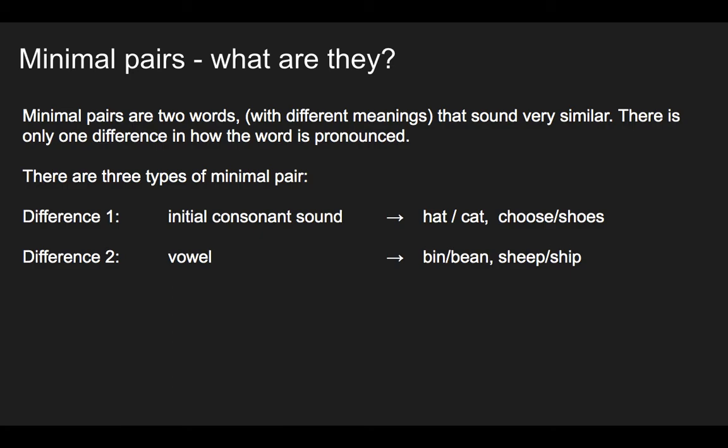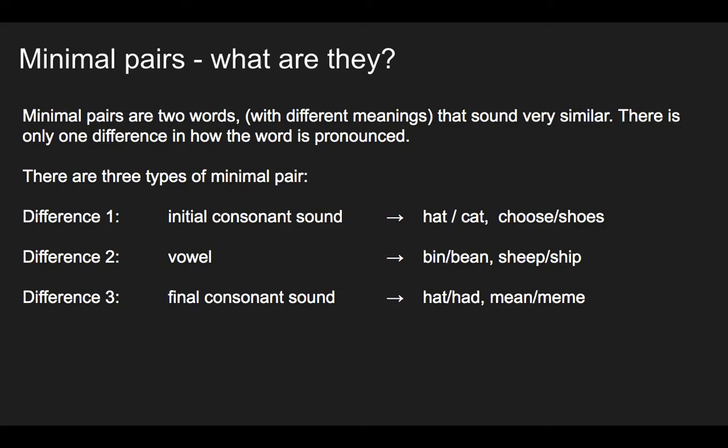Number two is the vowel. A difference in a vowel sound. That is bin, bean. Sheep, ship. So it's the vowel sound that is different. Everything else is the same. Or difference three, the final consonant sound. So the sound at the end of the word.